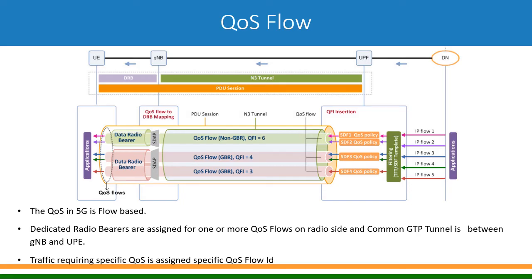So every service type, every service SDF is assigned a particular QoS flow that could be guaranteed bitrate, that could be non-guaranteed bitrate. For a specific QoS requirement, there is a specific QoS flow ID which is assigned. So traffic requiring a specific QoS is assigned a specific QoS flow ID.